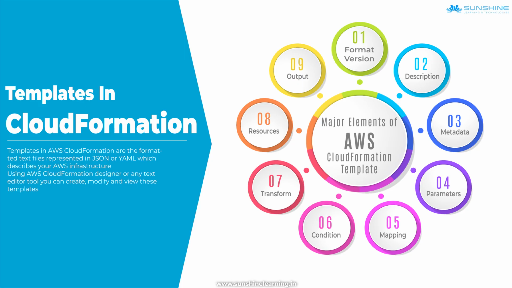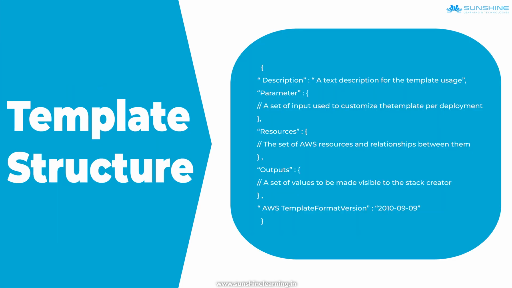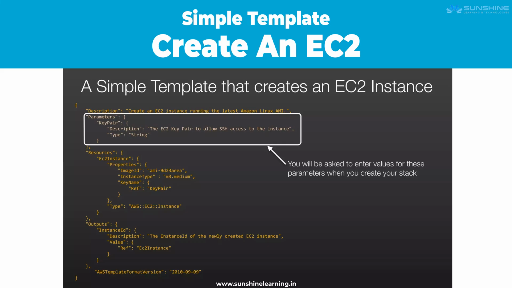Now how does a template in CloudFormation look like? As I mentioned, the template in CloudFormation is in the JSON or the YAML format, and these are the major elements of the template structure. The first is the description. Then we need to define the parameters. Then we need to work on the resources, and the output, what output we want to achieve, likewise. So if you look into this particular template, this is an example of how to get an EC2 instance created by just running a template from CloudFormation.